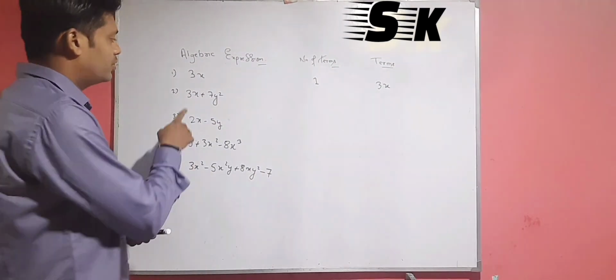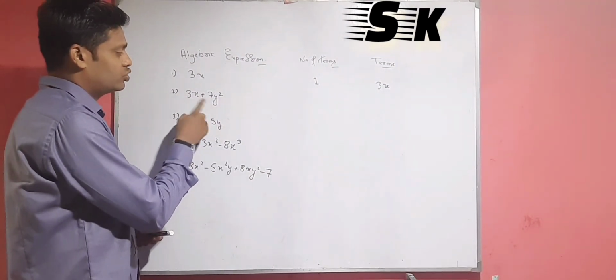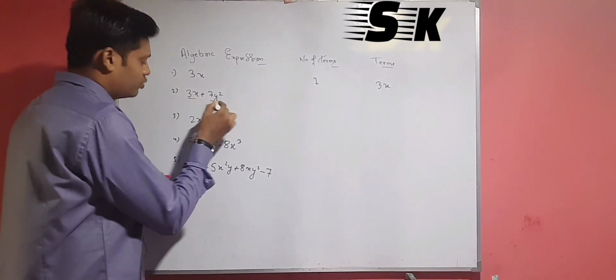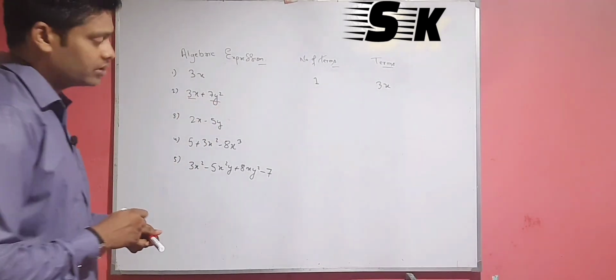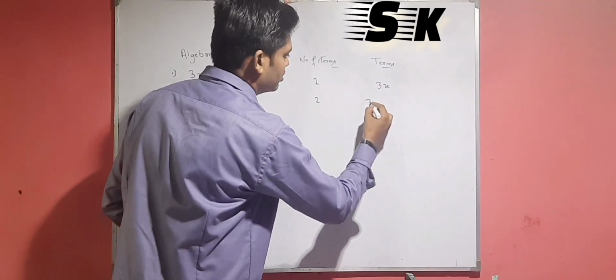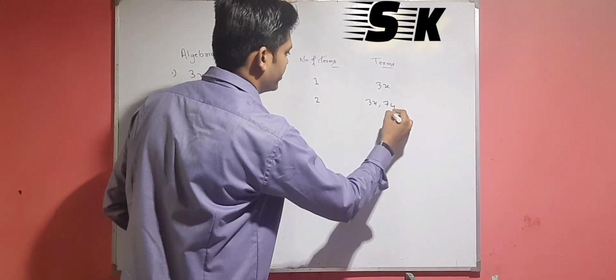Clear. Now what about this, sir? There is a plus sign, which means these two are different. So how many terms are there? There are 2 terms, sir. So what are the terms? 3x, comma, and you will write 7y square.